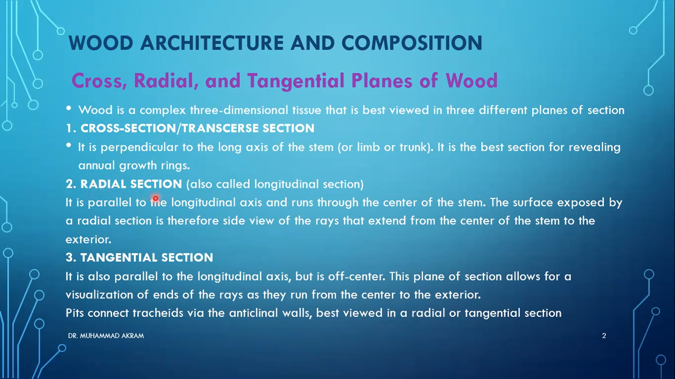Number two, the radial section, also known as the longitudinal section. It is parallel to the longitudinal axis and runs through the center of the stem. The surface exposed by a radial section is therefore a side view of the rays that extend from the center of the stem to the exterior.